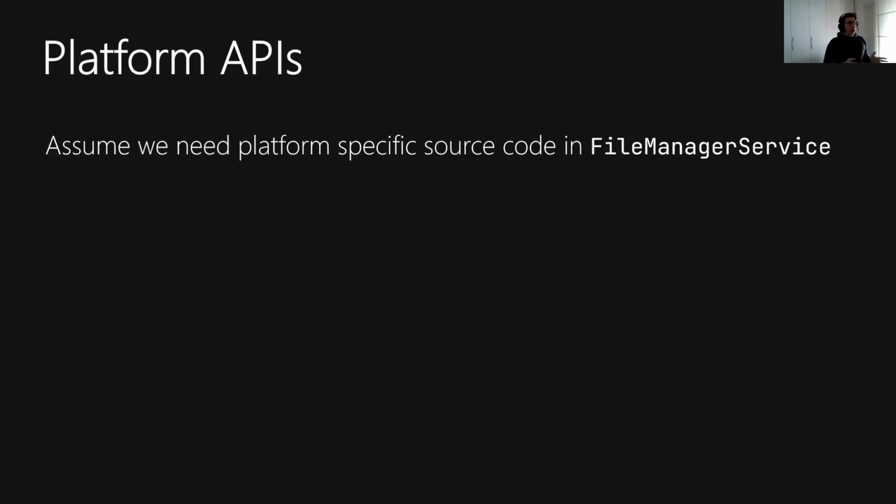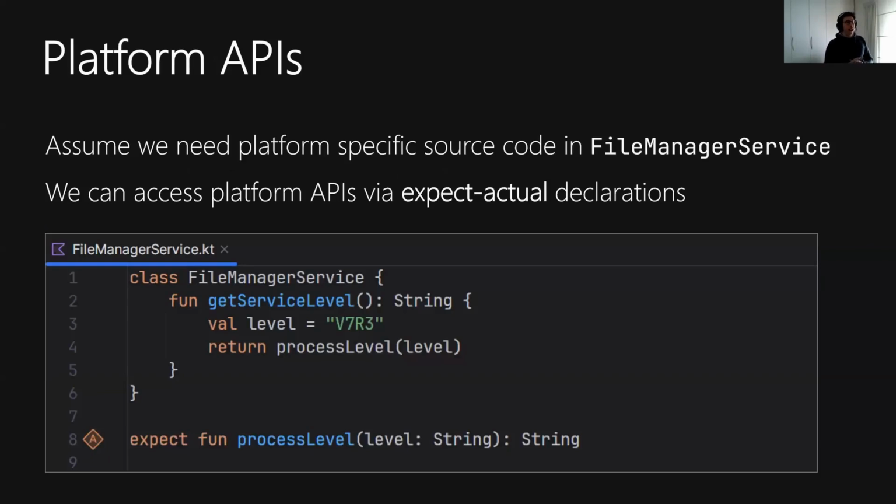So up to now, we have all of our code under common. But what if we need to access some platform-specific APIs? To do that, Kotlin gives us the expect actual feature. So expect actual declarations. And what it means is, if we look at the example, we simply mark a function like the process level function with the expect keyword. We remove its body because effectively now it's just a signature that we can keep using on the common code.